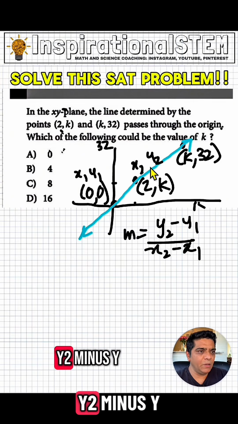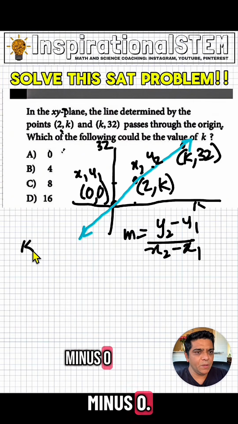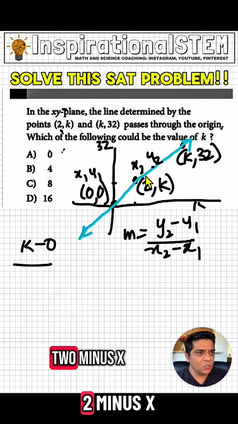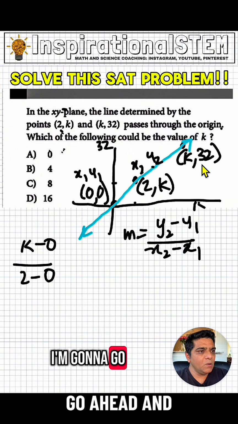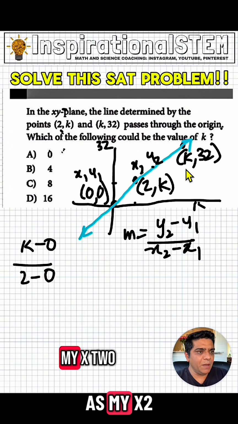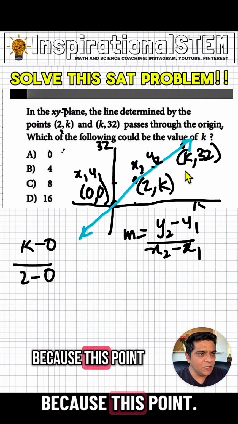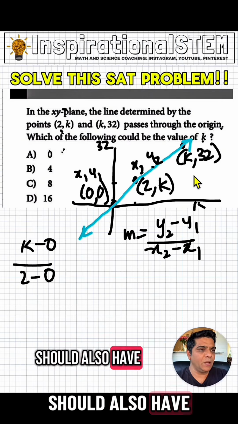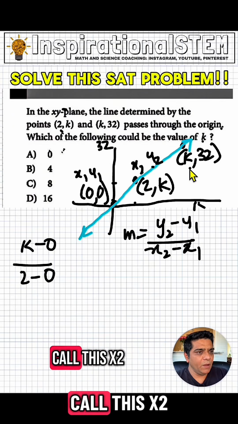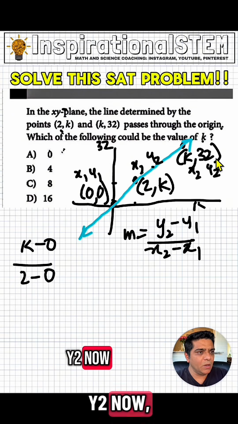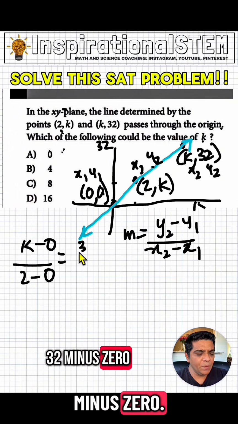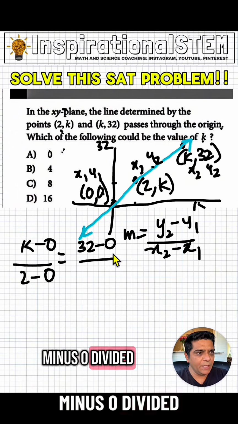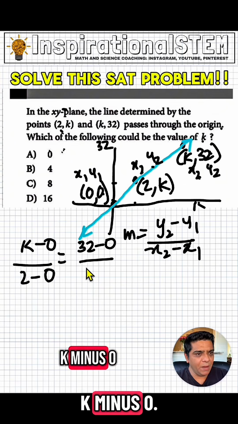Okay, so let's just call this x2, y2, and set up a slope with these 2 points first. So we have y2 minus y1 is k minus 0 divided by x2 minus x1 is 2 minus 0. Okay, now I'm going to go ahead and call these points my x2 and y2, because this point and this point should also have the same slope. So if I call this x2, y2 now, y2 minus y1 is going to be 32 minus 0 divided by x2, which is k minus 0.